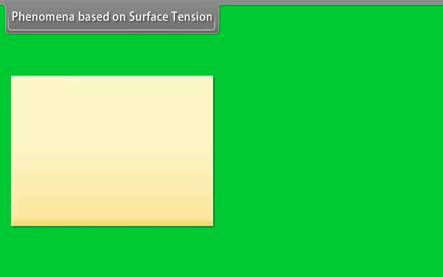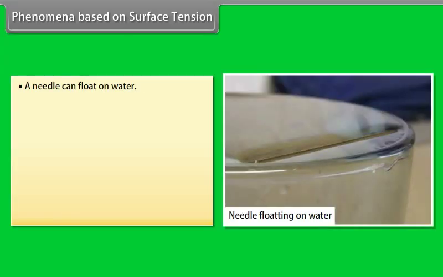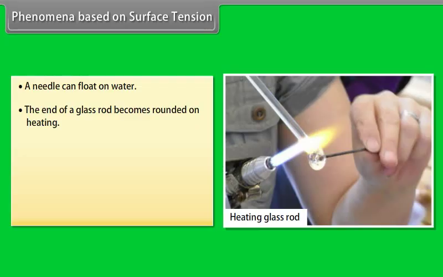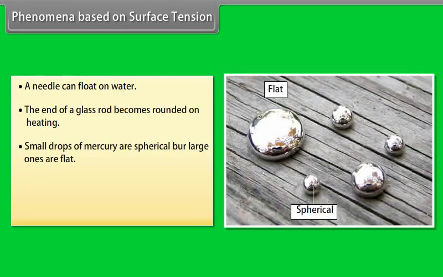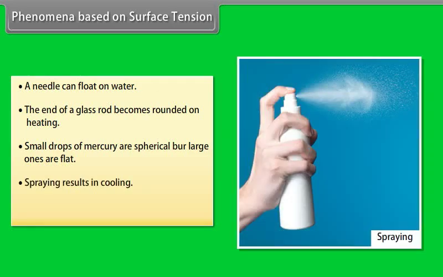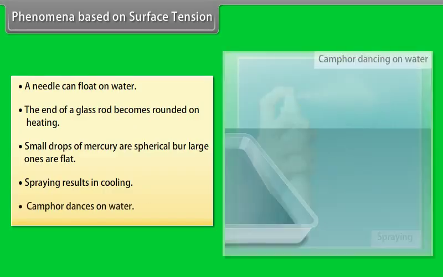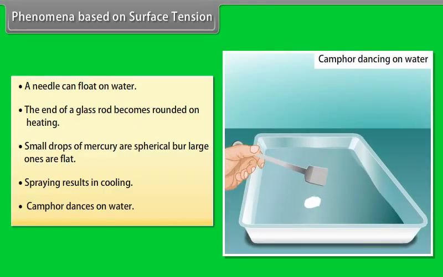Phenomena based on surface tension. A needle can float on water. The end of a glass rod becomes rounded on heating. Small drops of mercury are spherical, but large ones are flat. Spraying results in cooling. Camphor dances on water.